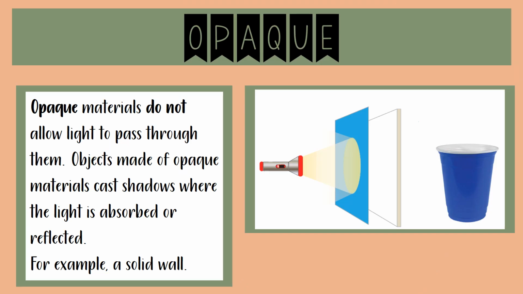So, opaque. Opaque materials do not allow light to pass through them. Objects made of opaque materials cast shadows where the light is absorbed or reflected. So, for example, a solid wall. If you have a look at the picture here, they're using the torch and there's a solid object there and the light isn't going through it. Another example is the blue cup. Now, it's a solid blue colour and the torch light will be reflected or absorbed by the cup.